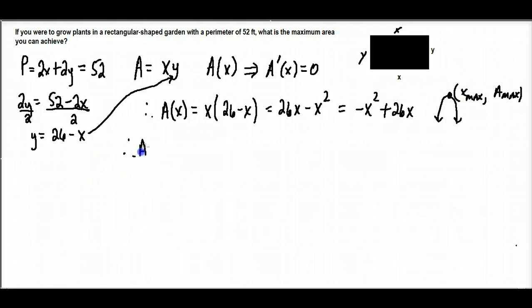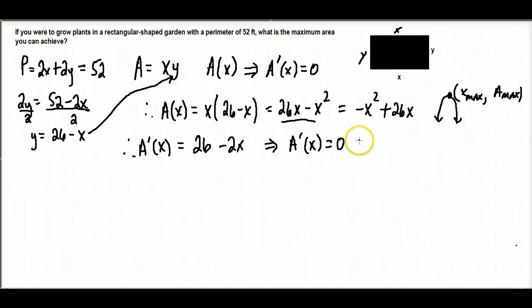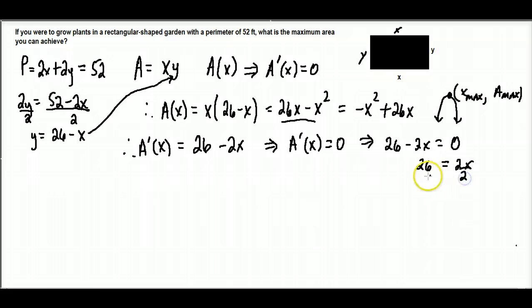So we take the derivative of this function, and looking at it here, that'll be 26 minus 2x. And so that implies if we take that and set it equal to 0 here, that this will be 26 minus 2x, which is equal to 0. We add 2x to both sides, and then divide both sides by 2, and we see here that x is 13. And this is actually going to be x max. And what I mean by x max is the x value, or the length of that side of the rectangle, that gives us the maximum area.